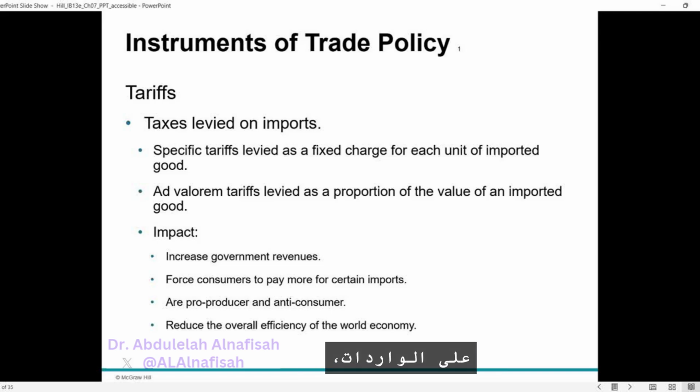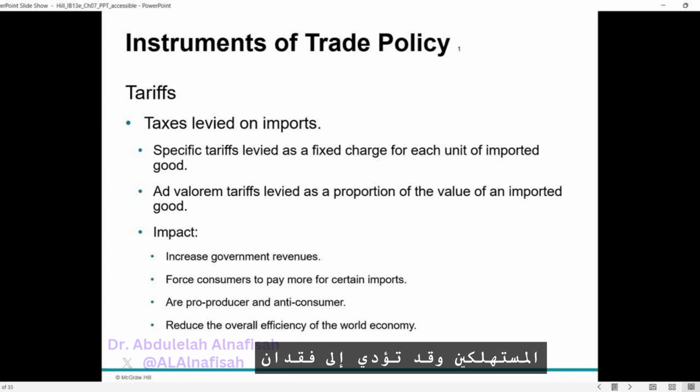Import tariffs, exemplified by the 2018 steel tariff imposed by President Trump, aim to protect domestic producers by raising import prices. However, they also burden consumers and can lead to job losses in industries reliant on imports. Economic analyses generally show that import tariffs benefit producers while harming consumers and reducing overall economic efficiency by encouraging domestic production, even when it's less efficient.